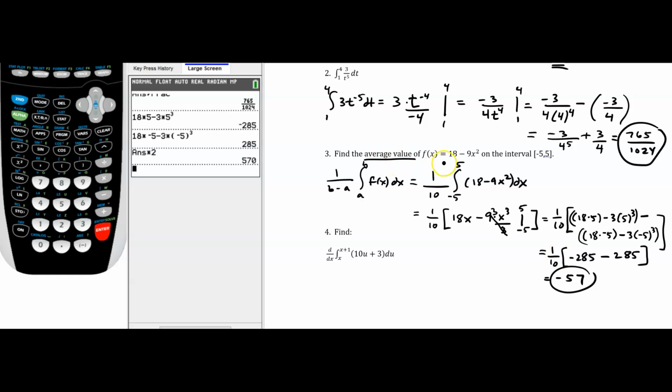Don't forget, with the average value of the function, you're not just doing the definite integral, you've got the 1 over b minus a in front. A lot of times I see students miss that.